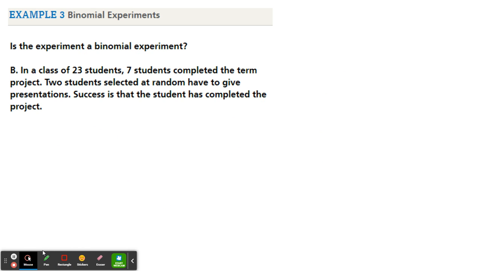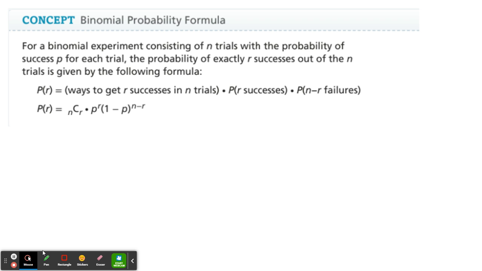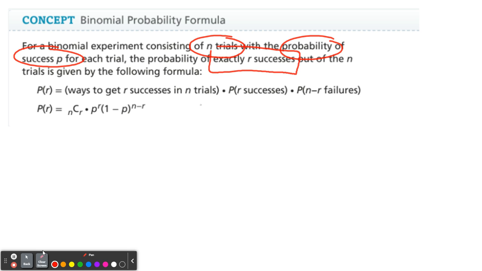Okay, so now that is talking about whether it's a binomial or not. So now what if it's a binomial? What can we do going forward? Okay, well, here is our formula to find a probability based off of a binomial experiment. If we have n trials with a probability of success p, and we want to pick exactly r successes, all right, then here's our formula, right?